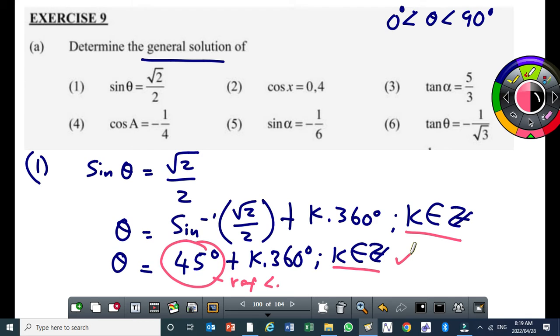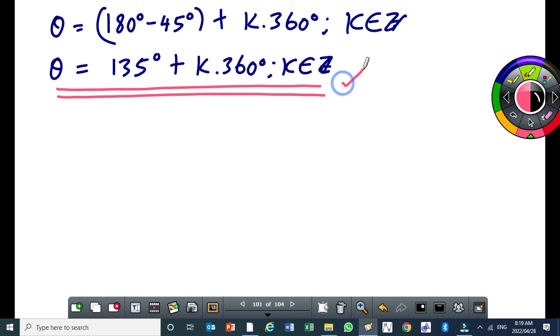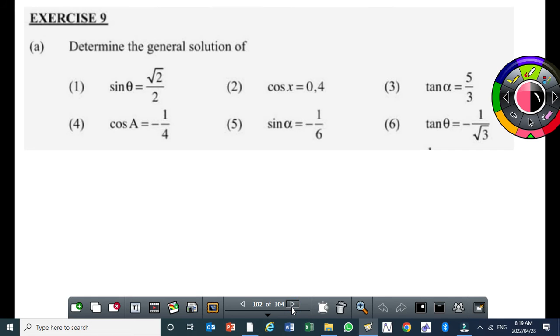Is that clear to everyone? So you don't need to find a specific value of theta when the question is asking for the general solution. Okay, so our two answers are this one here and this one here. Those are our two solutions. Is that clear? Right? So let's move on to another one.